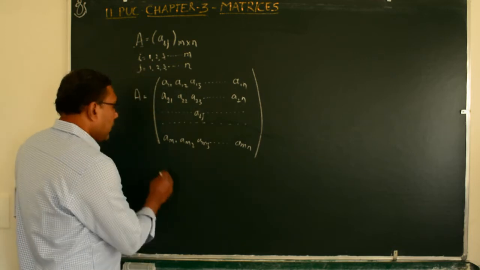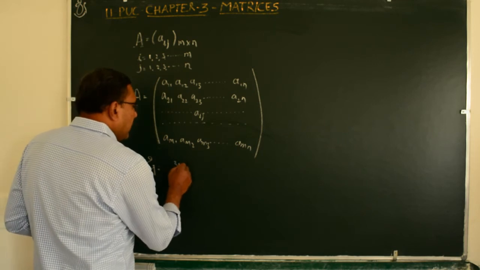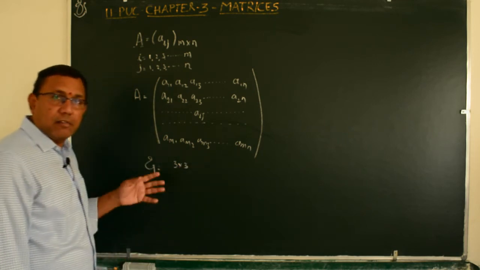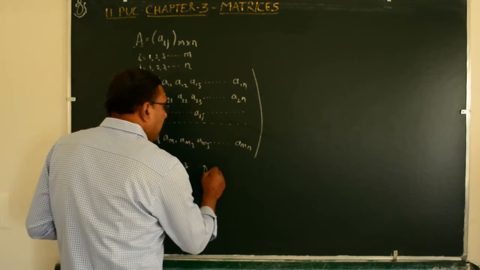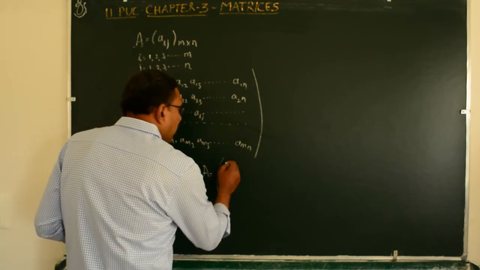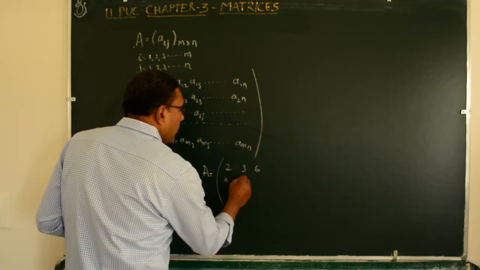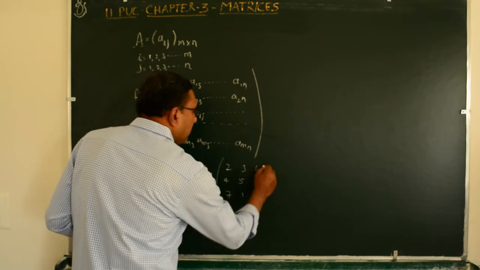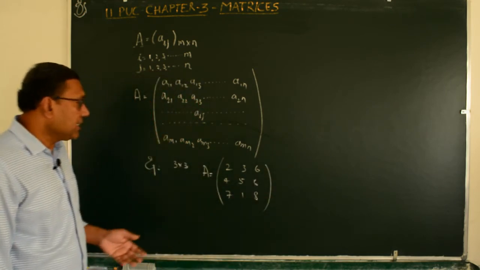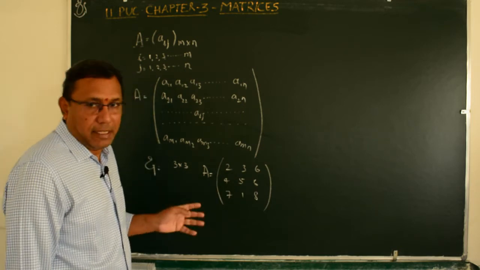So, for example, let us take an order of 3 by 3, which has 3 columns and 3 rows. How can we say an element of the matrix is? Just for an example, 6, 4, 5, 6, 7, 1, 8. This is an example of a matrix of order 3 by 3, right?